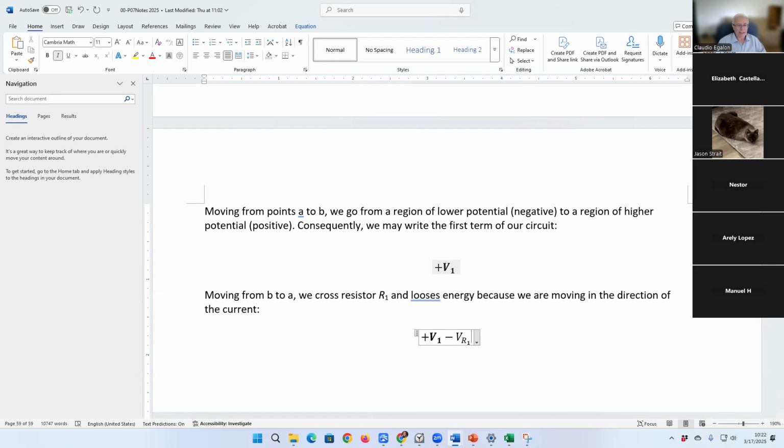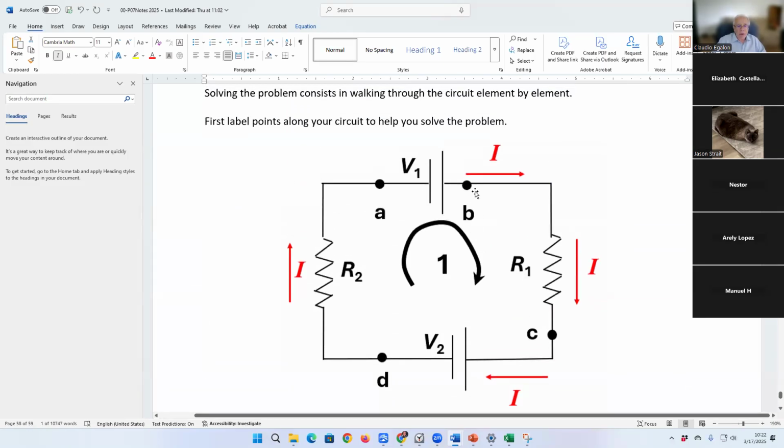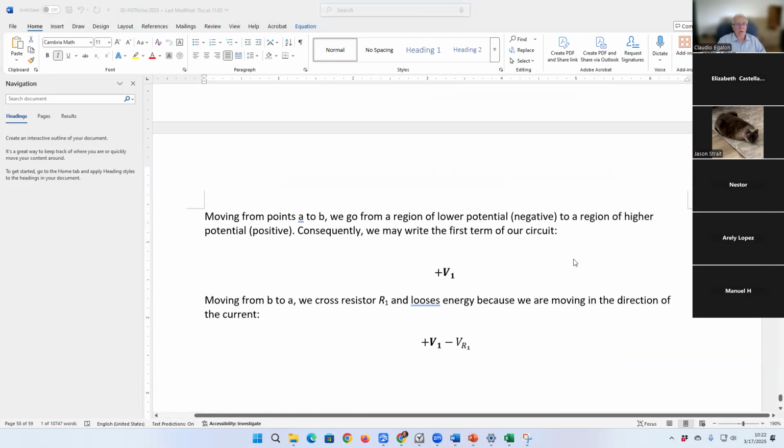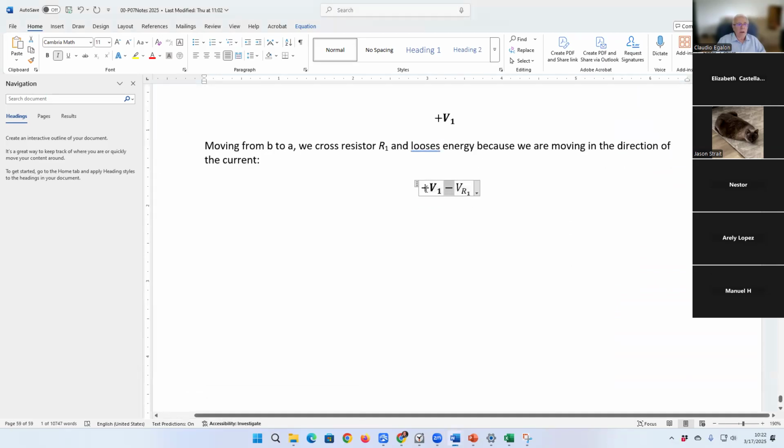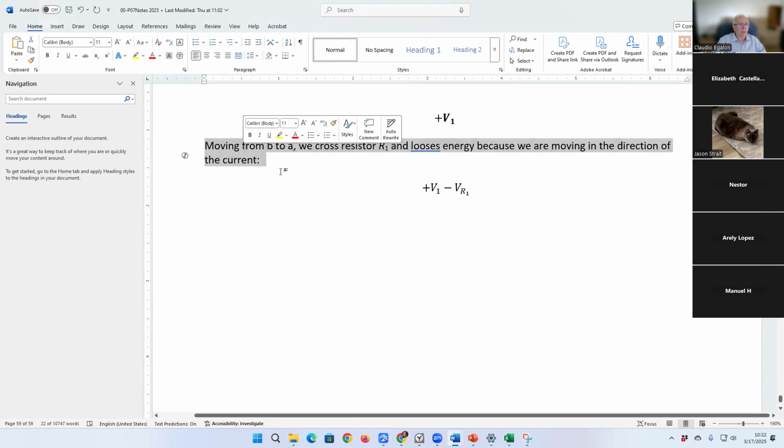We have a negative sign here because we are moving across the resistor in the direction of the current. When we move through the resistor in the direction of the current, we lose electric potential. The resistor is an element that spends energy. And now we go B to C.